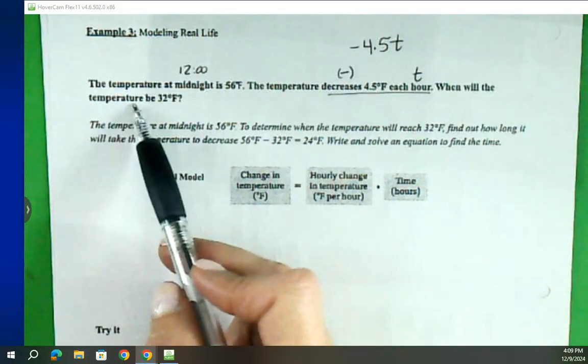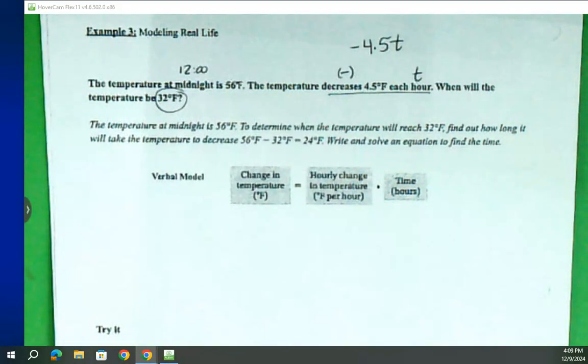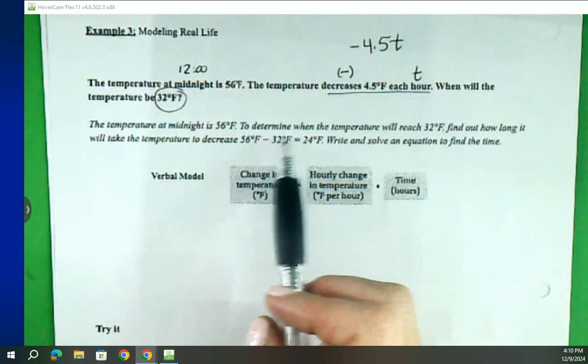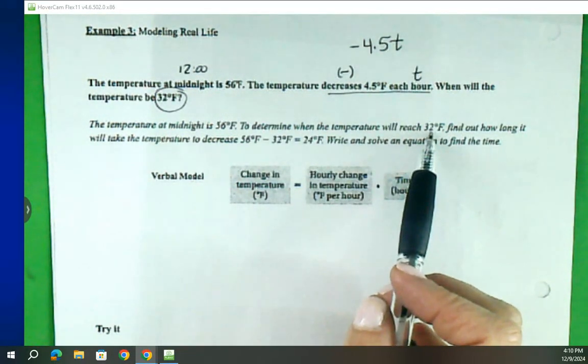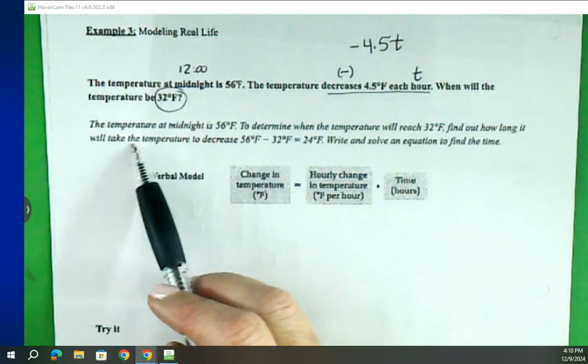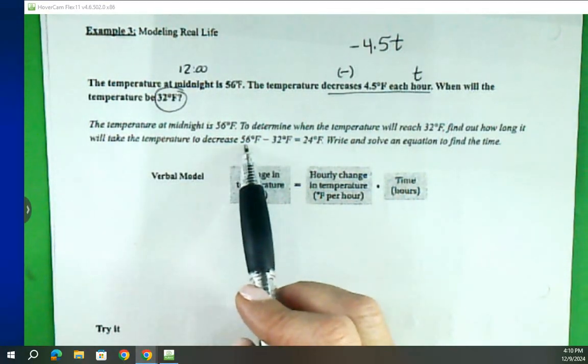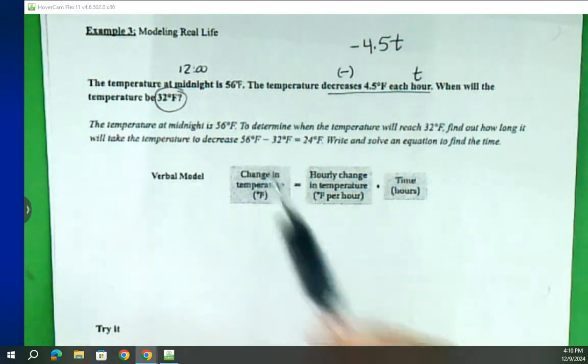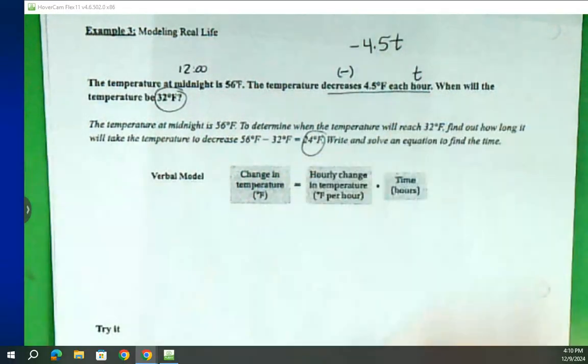When will the temperature be 32 degrees Fahrenheit? So the temperature at midnight is 56. To determine when the temperature will reach 32, you have to find out how long it will take the temperature to decrease from 56 minus 32, or 24 degrees Fahrenheit. Write and solve an equation to find the time.